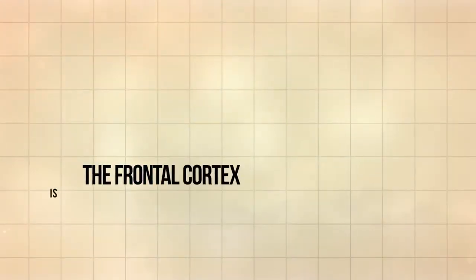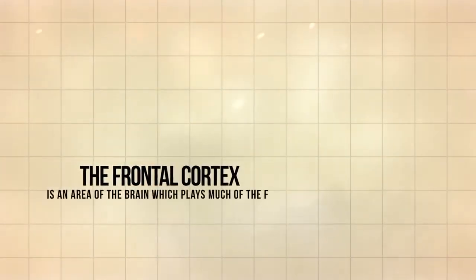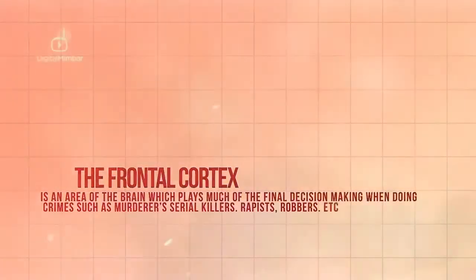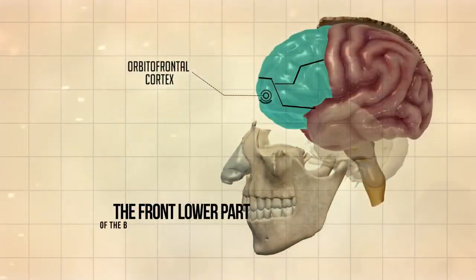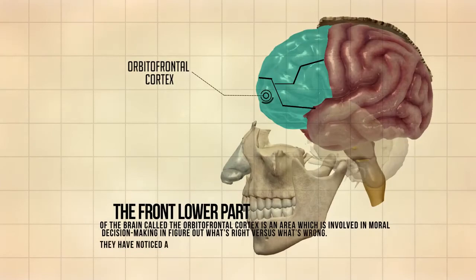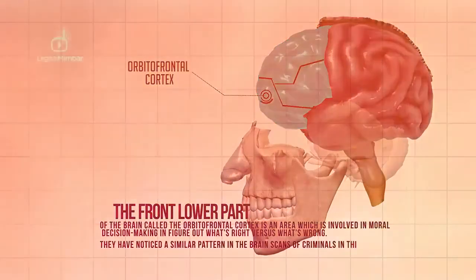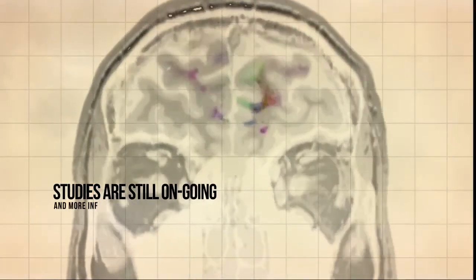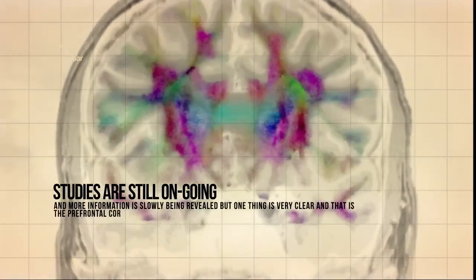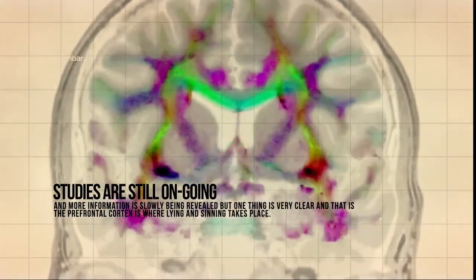The frontal cortex is an area of the brain which plays much of the final decision making when doing crimes, such as murders, serial killers, rapists, robbers, etc. The front lower part of the brain, called the orbitofrontal cortex, is an area which is involved in moral decision making, in figuring out what's right versus what's wrong. They have noticed a similar pattern in the brain scans of criminals in this region. Studies are still ongoing and more information is slowly being revealed, but one thing is very clear, and that is the prefrontal cortex is where lying and sinning takes place.